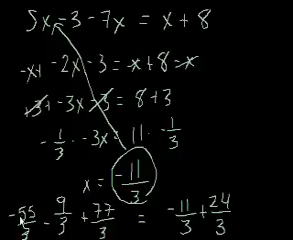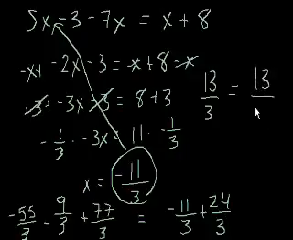Let's add this up. Minus 55 minus 9, that's minus 64, if I'm right. Yeah, that's minus 64. And then plus 77, minus 64 plus 77 is 13. So the left-hand side becomes 13 over 3. And then the right-hand side, minus 11 plus 24, well, that's 13, and we still have over 3. So, looks like we got the right solution. It checks out. So the correct answer was minus 11 over 3.